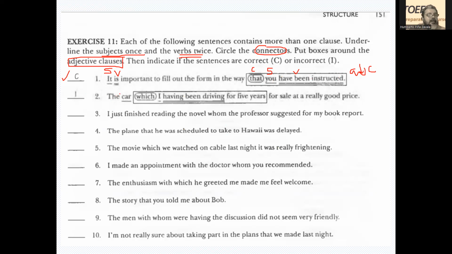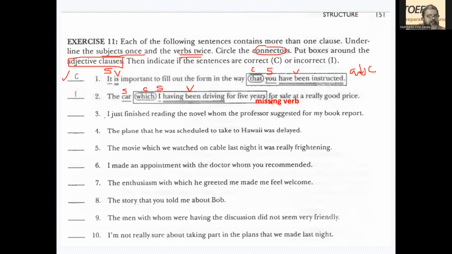Here we have the adjective clause, the whole thing. The car, connector which, subject I, verb haven't been driving. I have been driving for 5 years. For sale for a really good price. But there's no verb here. So it's incorrect because we're missing the verb. Okay, so now is the time for you to pause the video, try to answer the exercise, and when you finish, come back and check what you did. So pause it now and see you when you come back.